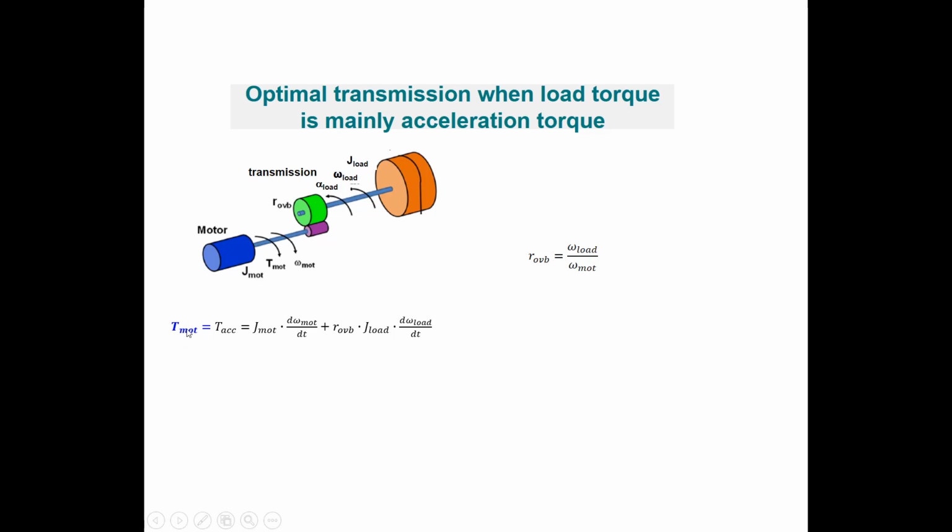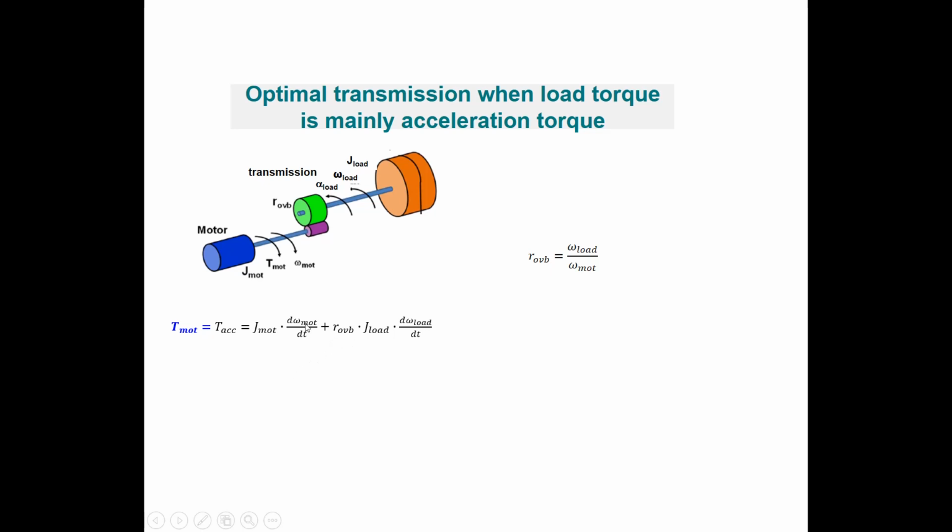When we work it out, we get T motor is the acceleration torque T_acc, which is J motor, the inertia of the motor, times the angular acceleration of the motor, which is the derivative of the angular speed of the motor, d omega motor/dt, plus the acceleration torque of the load, which is J load times d omega load/dt, the angular acceleration of the load. So it's the derivative of the angular speed of the load. And we have to transform that load back to the motor level by multiplying this by R_OVB.